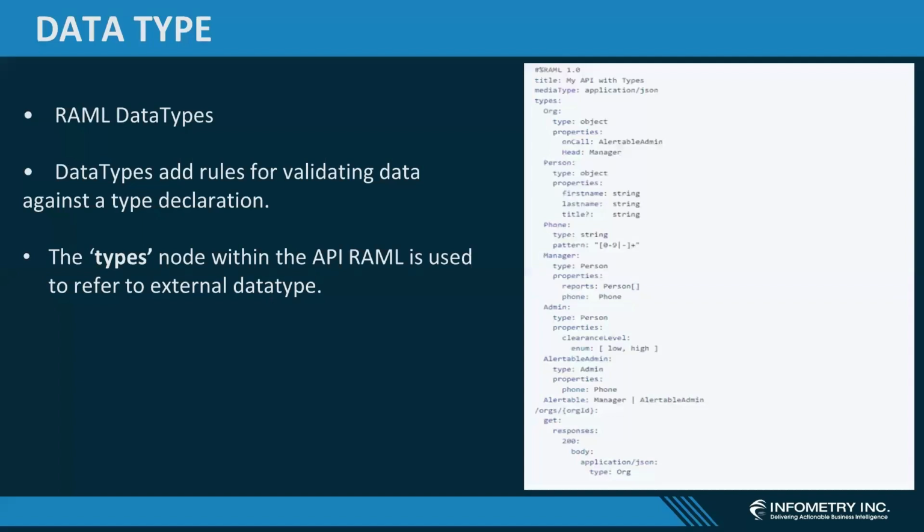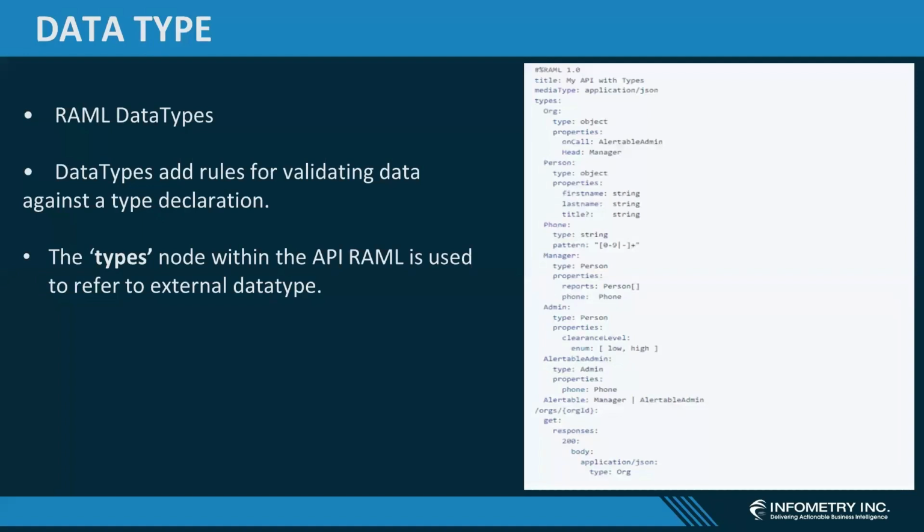Here you can see I have defined the data types in the RAML itself, under types. I've defined more than one data type. Org is my name, and it is defined as an object. When I say person, I'm also defining it as an object. Underneath the properties, we have some names that I'm declaring as strings. The person is an object, but underneath that we have different properties.